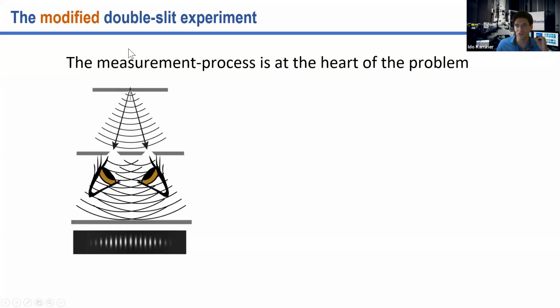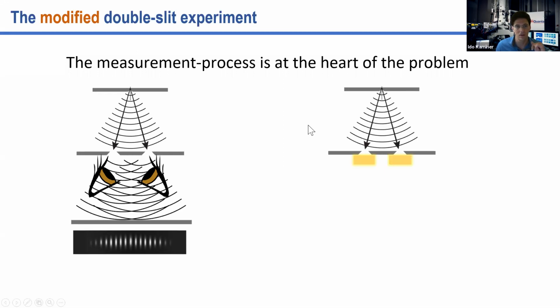And this is all about the measurement process that's at the heart of the problem, and what is really happening when we measure. For this reason, I want to bring up another Gedanken experiment, a slightly modified version of the double slit. Imagine that we're trying to define what is the act of measurement.